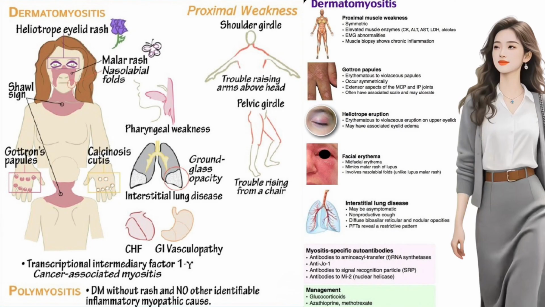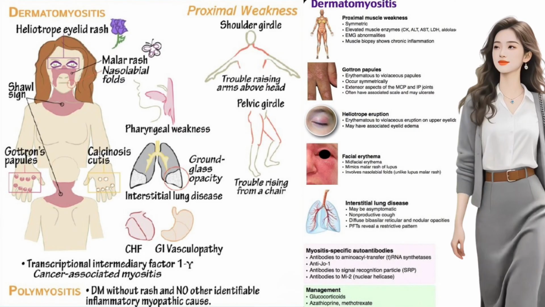The key takeaway is that antibody profiling isn't just a lab curiosity. It directly changes management and can save lives. Why do we spend so much time classifying these myopathies? Because different subtypes behave differently.